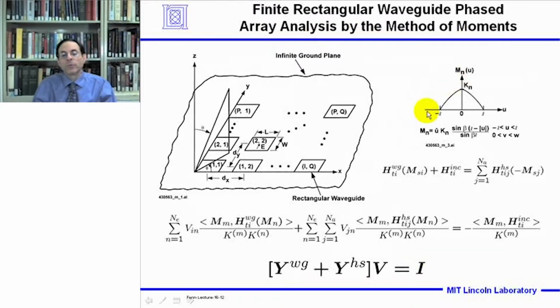And so in the method of moments, we start with the equation shown in the previous slide, where we satisfy the boundary condition of the magnetic fields. And what we do is take the inner product of the magnetic surface sources with each of these fields, which results in a set of simultaneous equations which can be written in matrix form as shown here. We have a waveguide admittance matrix plus a half-space admittance matrix, which we multiply times a voltage vector, and that's equal to a current vector. We want to solve for the unknown coefficients of V.